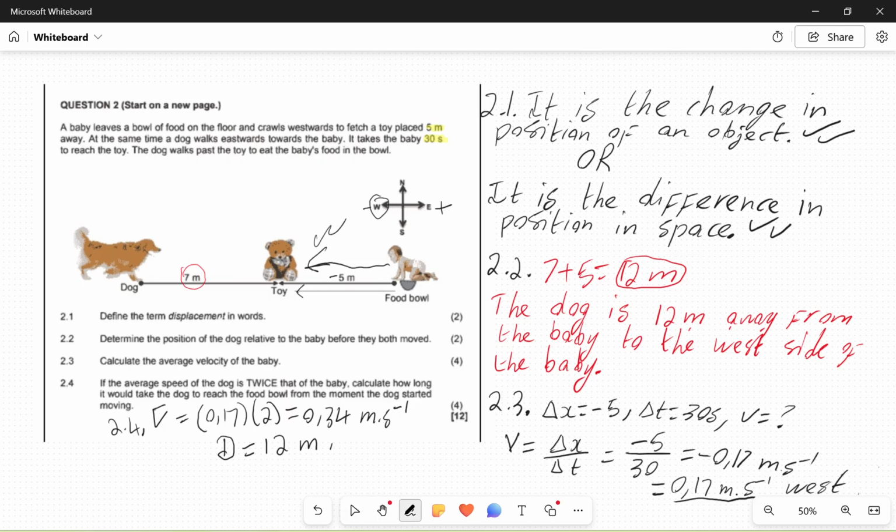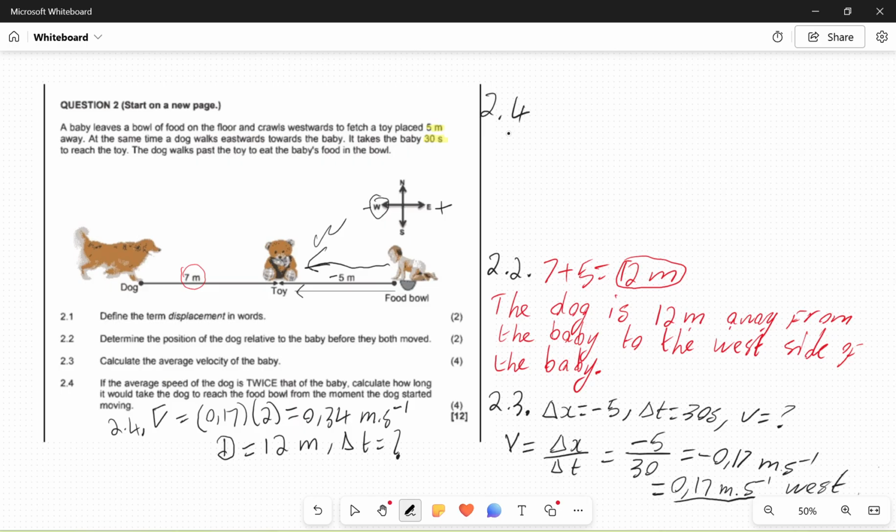Remember, that's what we are looking for. We are looking for change in time. We want to know what our time is. Let me just erase here to create space for me to write. So we have our average speed, we have our distance, we are looking for a time. Remember again that our formula here will be V with that line over it to show that this is average speed, equal to distance divided by change in time.